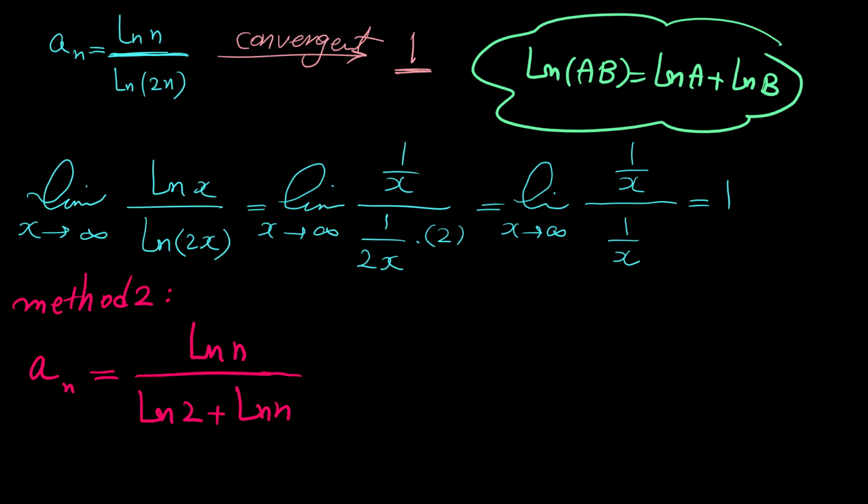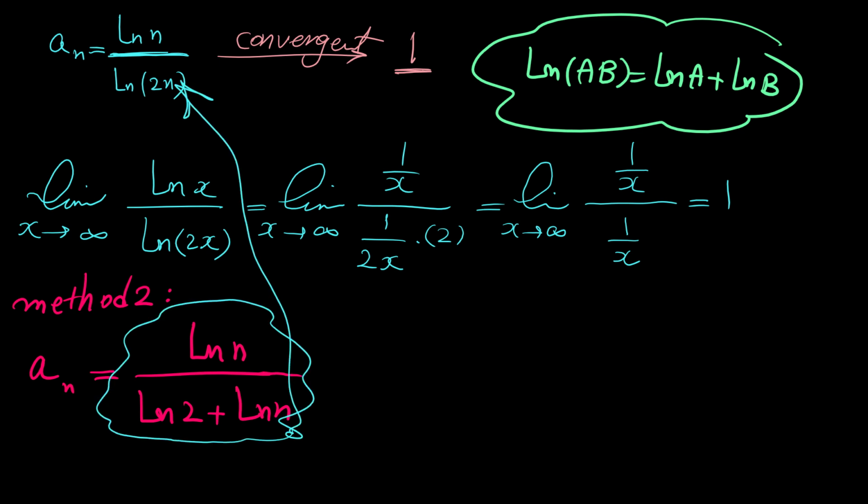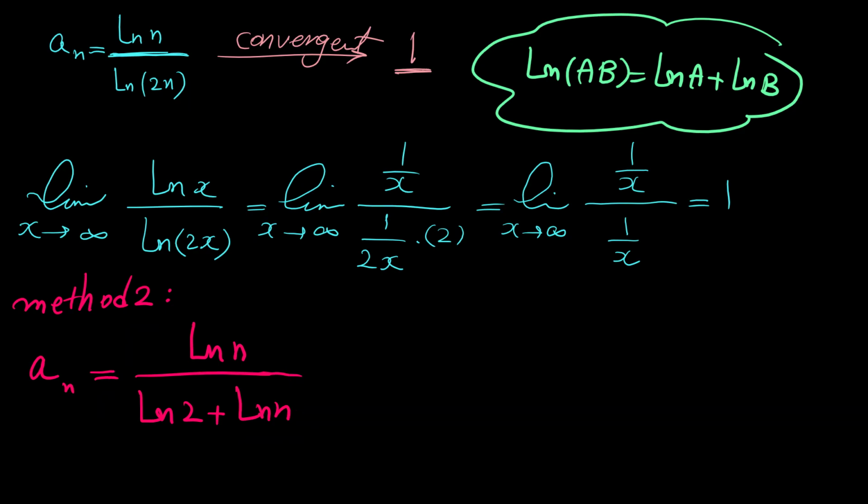Now, we want to find the limit of this sequence. This sequence is the original sequence, but we have written it in this form. For finding the limit of this sequence, I'm going to write the limit as n approaches infinity of ln of n over ln of 2 plus ln of n. Now attention.